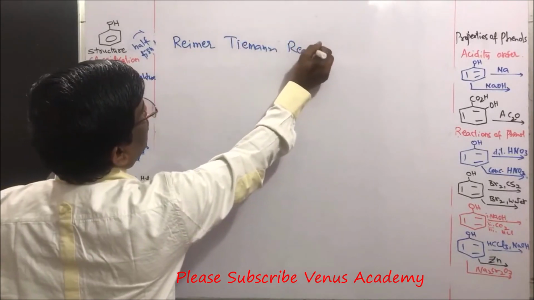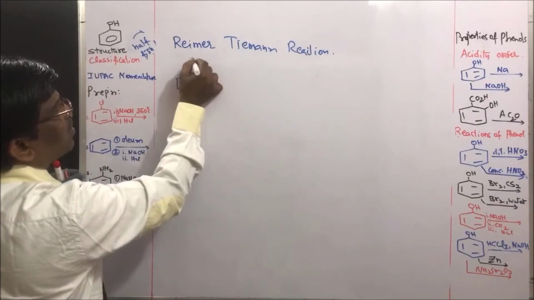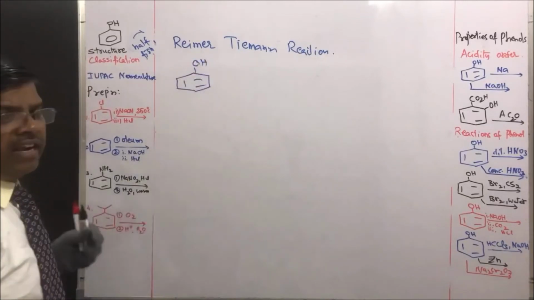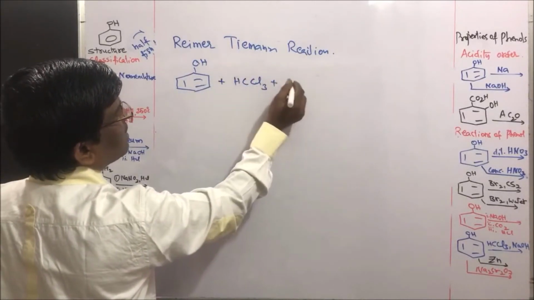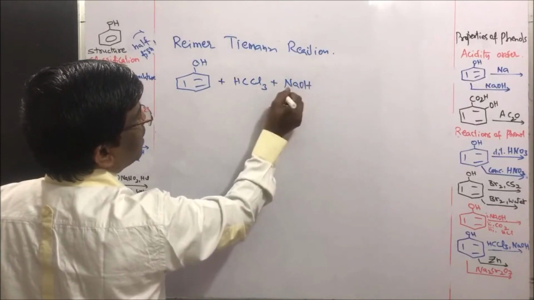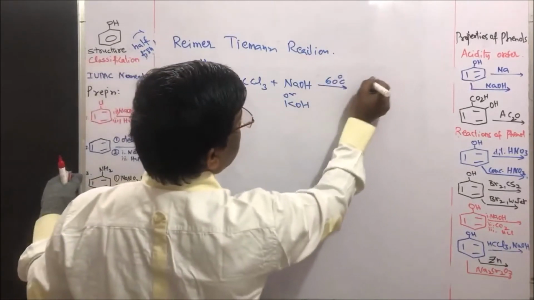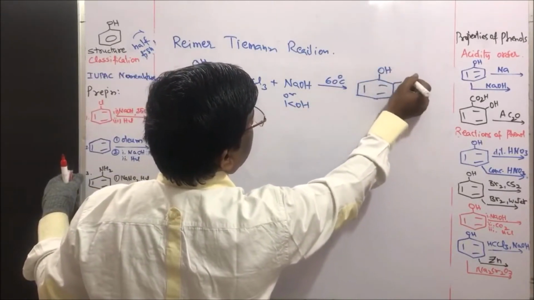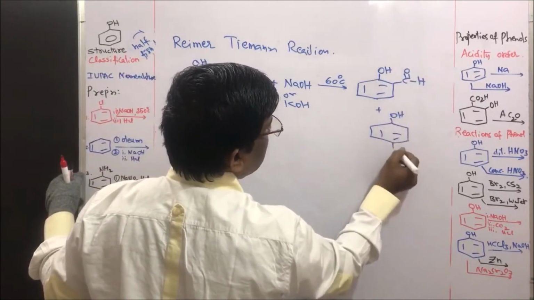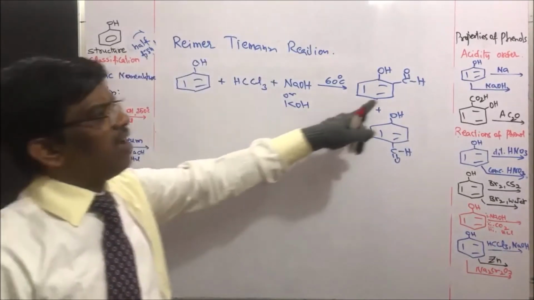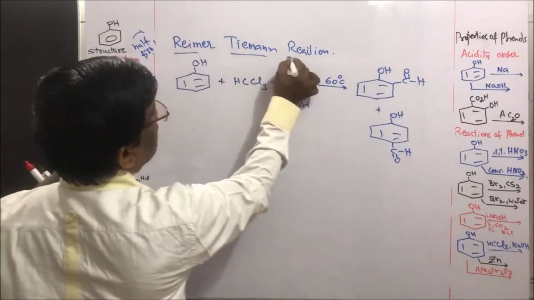Riemer-Tiemann reaction of phenols. What is going to happen? Let us take phenol, and this is a common question that appears in all your entrance exams. Phenol upon treatment with chloroform plus NaOH, or you may get KOH, at about 60 degrees centigrade, is going to form orthohydroxybenzaldehyde, which is salicylaldehyde, plus para-hydroxybenzaldehyde. So salicylaldehyde is going to be formed. This reaction is known as Riemer-Tiemann reaction.